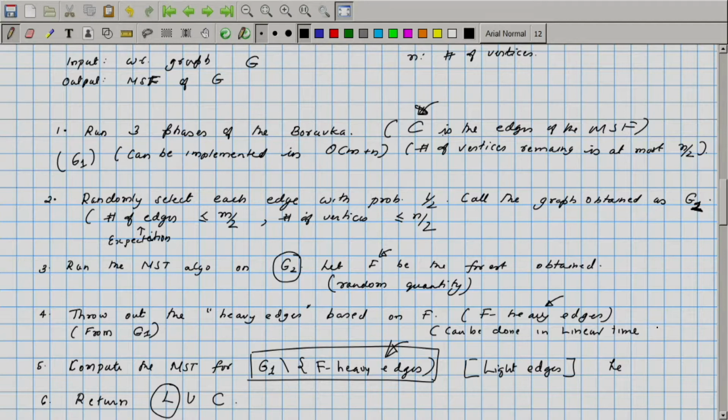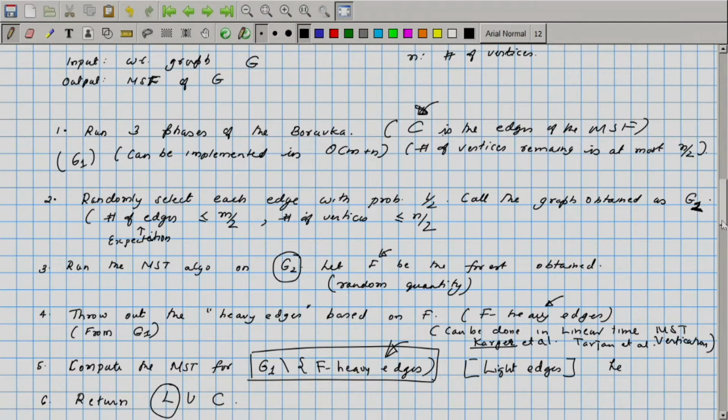So, this is based on something known as the MST verification algorithm. We will not go into details of those algorithms, but we will just assume that the F heavy edges and the F light edges can be segregated, and this can be done in linear time. The algorithm is by Karger et al. Okay, so Karger had given this randomized algorithm, and the analysis was done by Tarjan et al. Okay, so the algorithm given by Karger was shown to work in randomized linear time. So, that algorithm basically verifies that certain edges are heavy edges and the other edges are light edges for any arbitrary tree F. Okay.